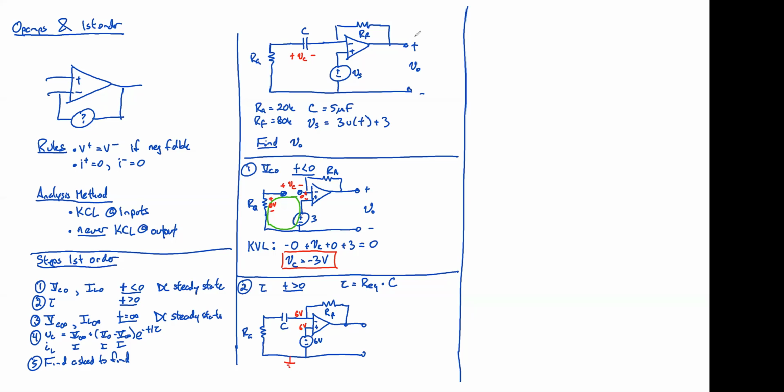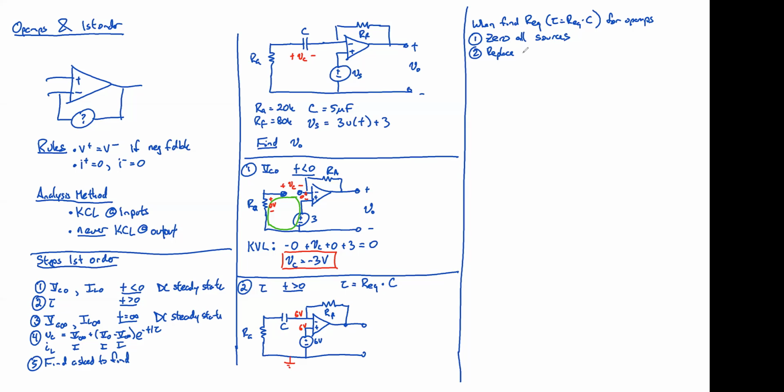So here's something brand new. When finding REQ, meaning since tau equals REQ times C, you need to find REQ. For op-amps, I want you to do 2 things. The first is 0 all your sources in your circuit, and the second is replace. When you want to 0 all your sources, of course, whenever you're finding tau, you 0 your sources. But now you've got this dependent source, which is this op-amp, and you got to kick it into action somehow.